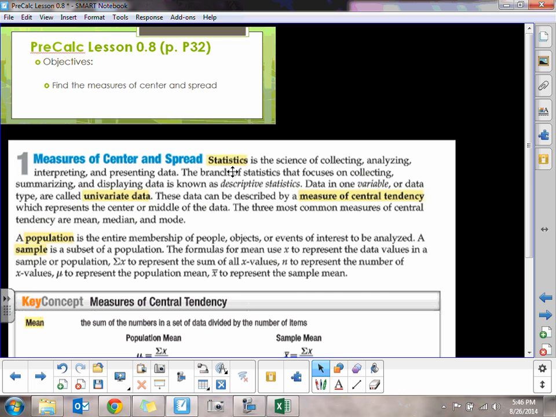Now, statistics is the science of collecting, analyzing, interpreting, and presenting data. The branch of stats that focuses on collecting, summarizing, and displaying is known as descriptive statistics. Data in one variable or data type are called univariate data.